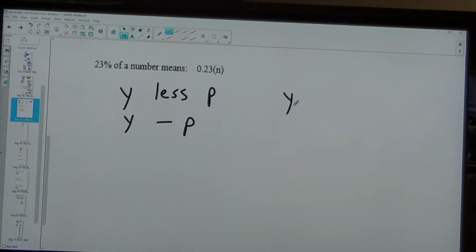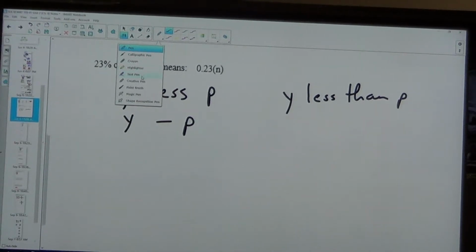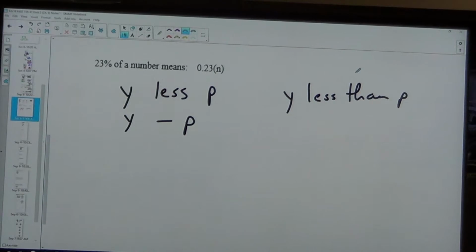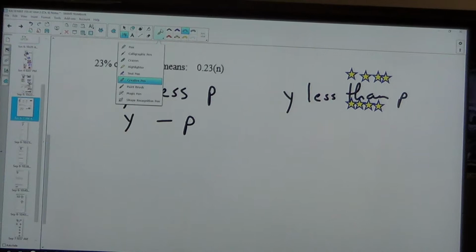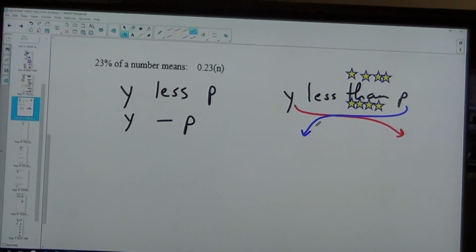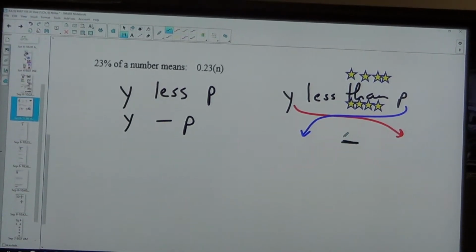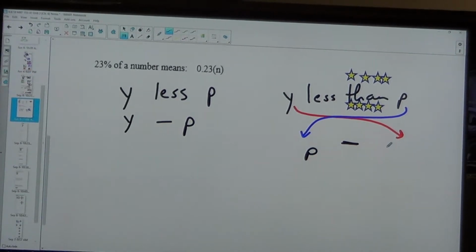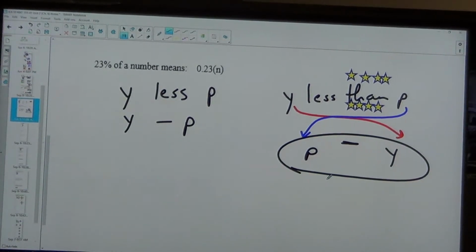Okay? Now, if I say y less than p, if you have the word than, bells need to go off in your head. When you have the word than, what's written at the front goes to the back, what's written at the back goes to the front. So yes, it's still subtract, but it's going to be p minus y. So when it's less than, you flip-flop them.